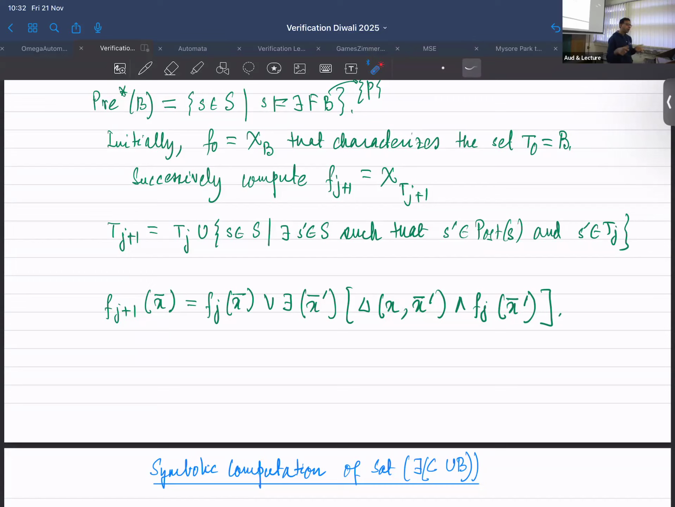Syntactically, fj plus 1 may look different from fj. But I'll say that I'll stop when I reach a fixed point. That means fj plus 1 has to be the same as fj. So essentially, it means that these two are equivalent functions. So we'll look at the evaluation of the function on the input.